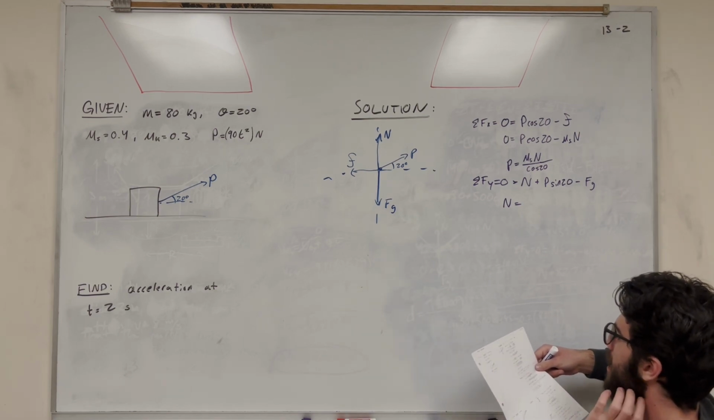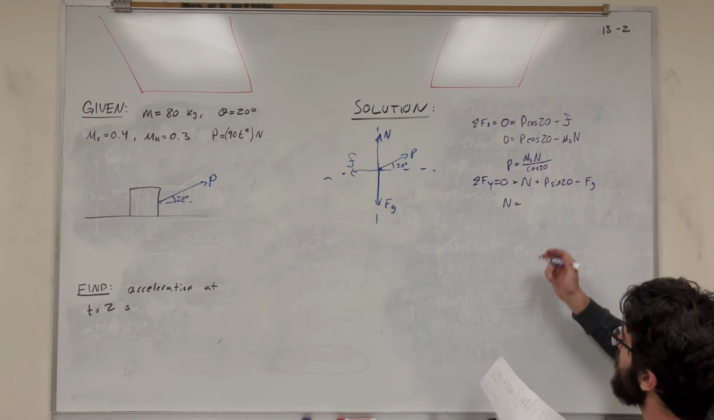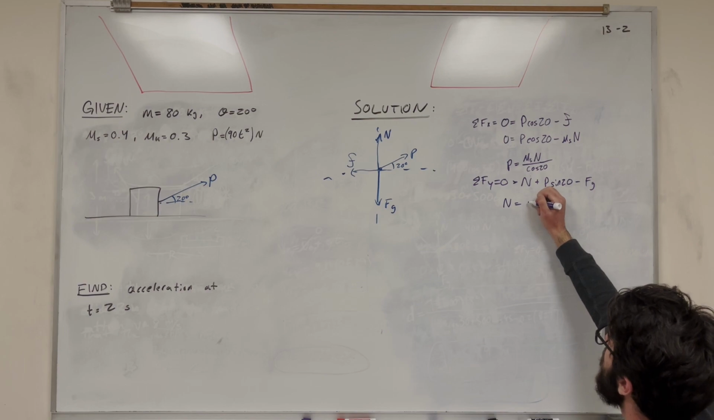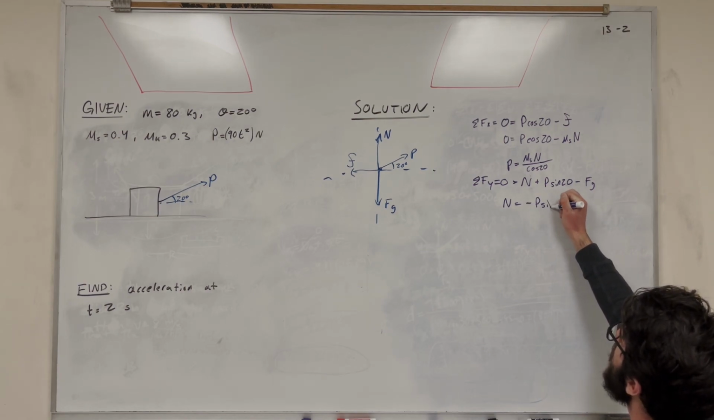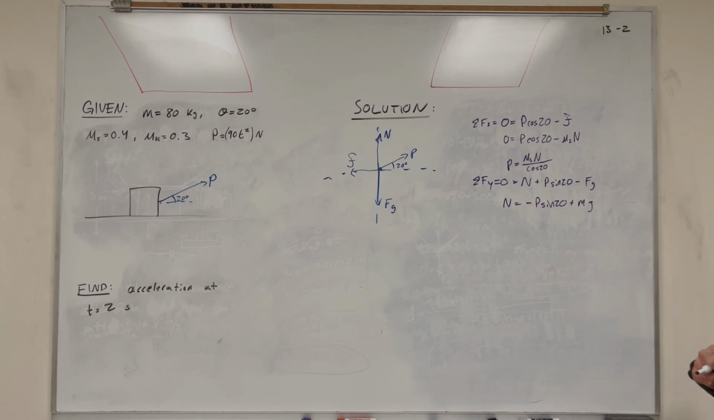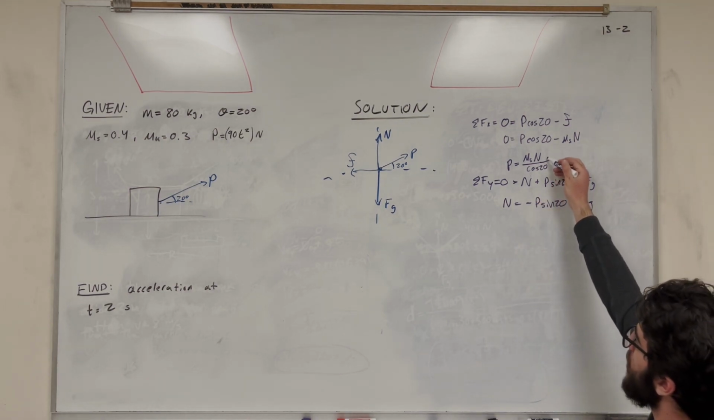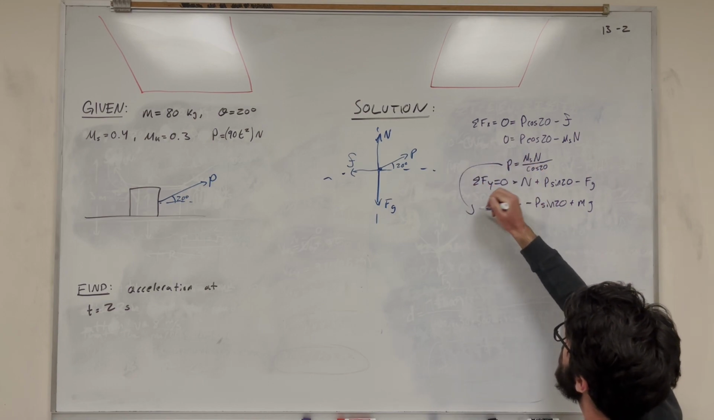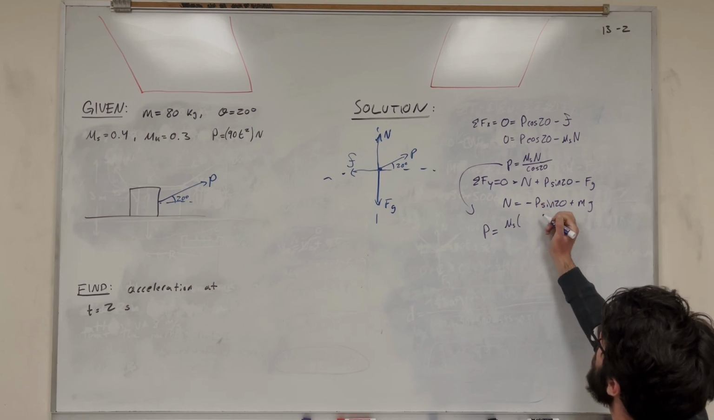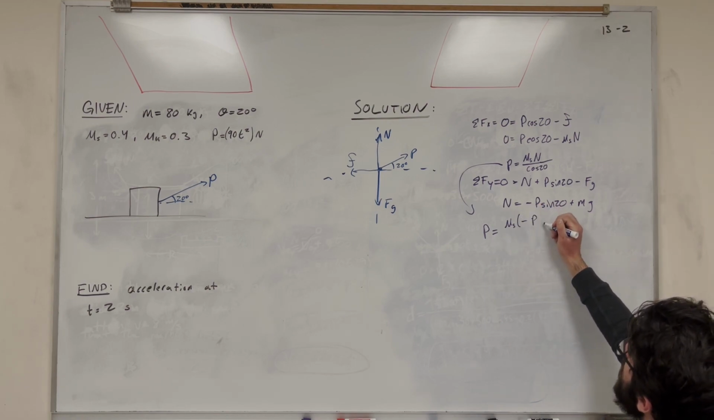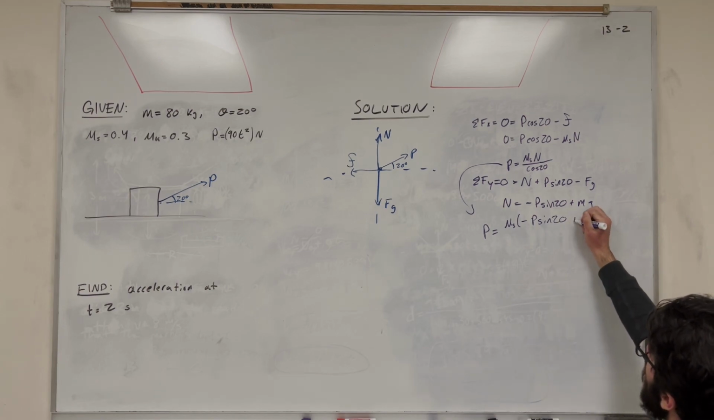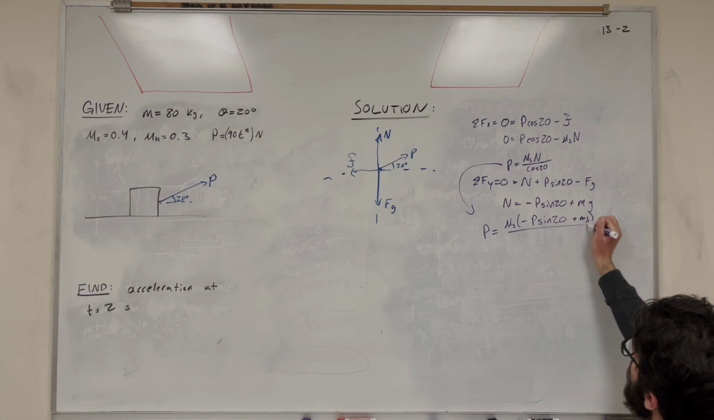Wait, hold on, what am I doing? Gotta make sure I'm doing this right. Yes, we're trying to get normal out of this equation, so we're going to put normal on the left here. We get normal equals negative P sine of 20 plus force of gravity, so plus mass times gravity. Again, we have two unknowns, so let's plug this normal equation into the other normal equation. We're going to get P is equal to coefficient of static friction times, then this is going to be plugged in, negative P sine of 20 plus mass times gravity, all over cosine of 20.